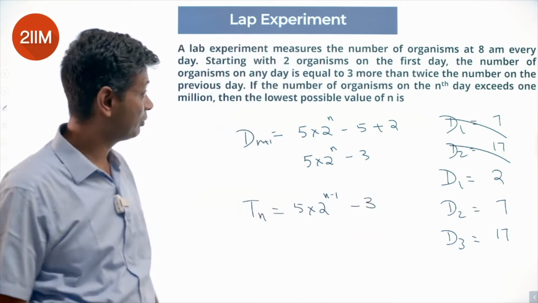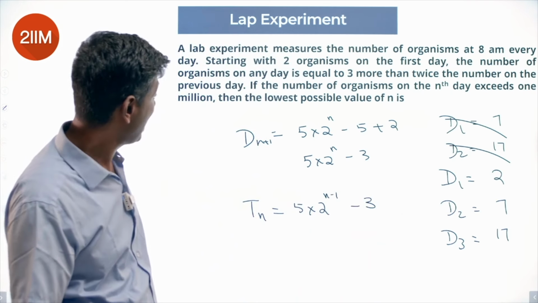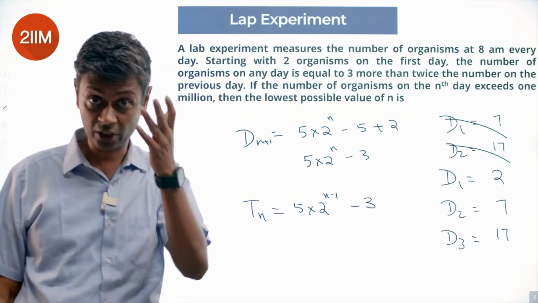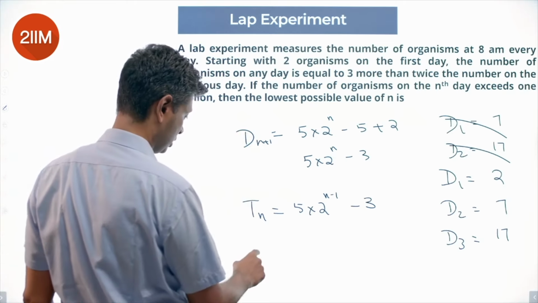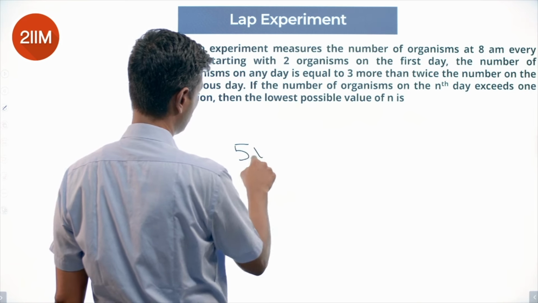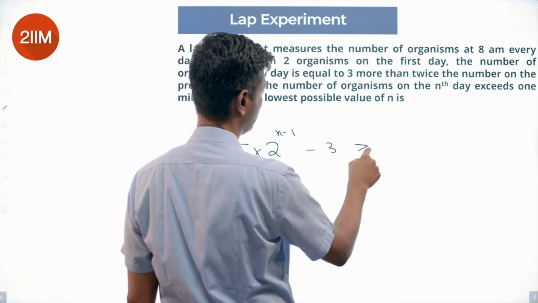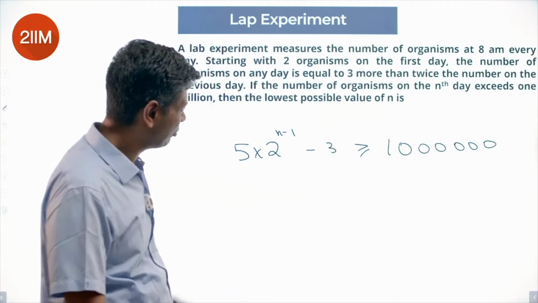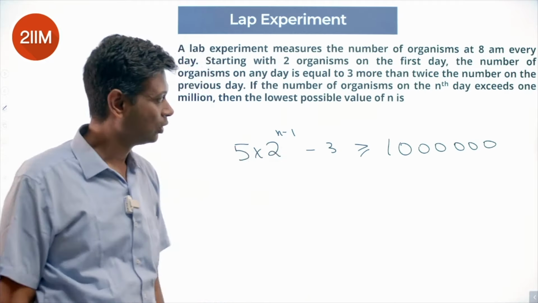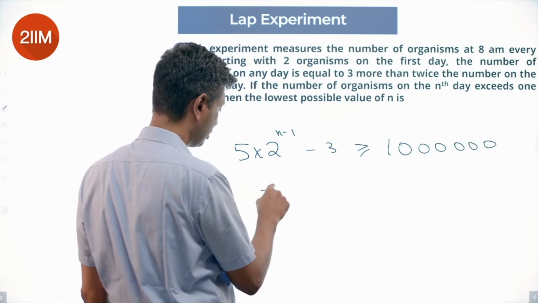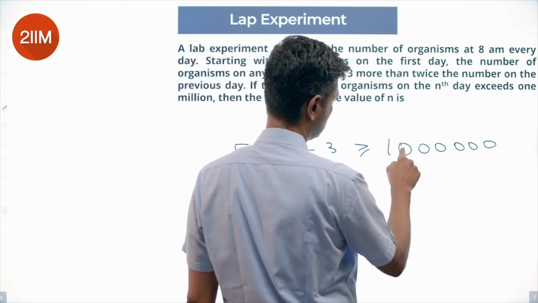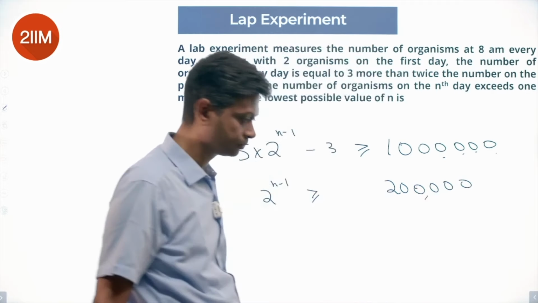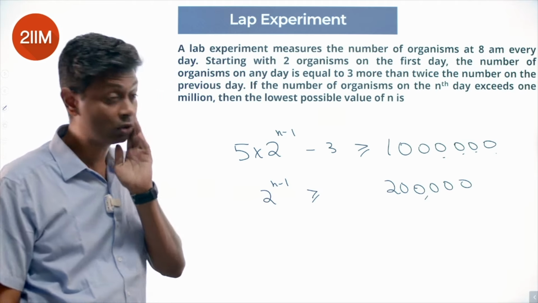This is not sufficient, because we've been told the number of organisms on the nth day exceeds 1 million. On the nth day, the number of organisms will be 5 into 2 power (n minus 1) minus 3. So we have to find the smallest n such that 5 into 2 power (n minus 1) minus 3 is greater than or equal to 1 million. I'm going to ignore this 3, the 3 doesn't matter. So 2 power (n minus 1) should be greater than or equal to 200,000.